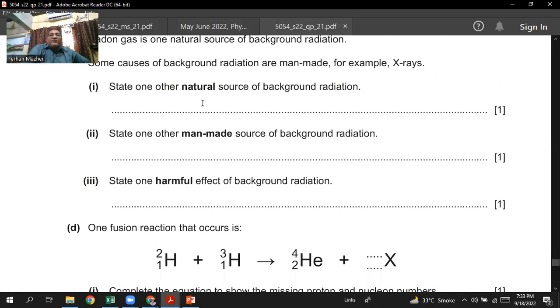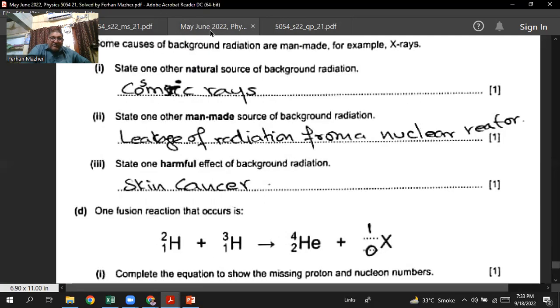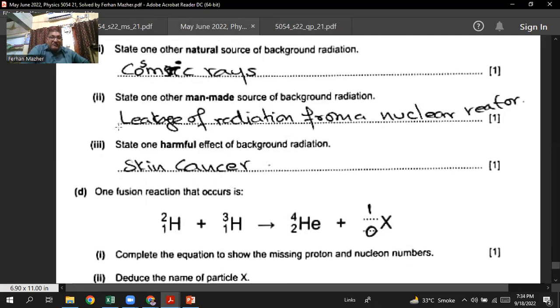State one harmful effect of the background radiation. When you are exposed to background radiation too much, it can cause skin cancer.